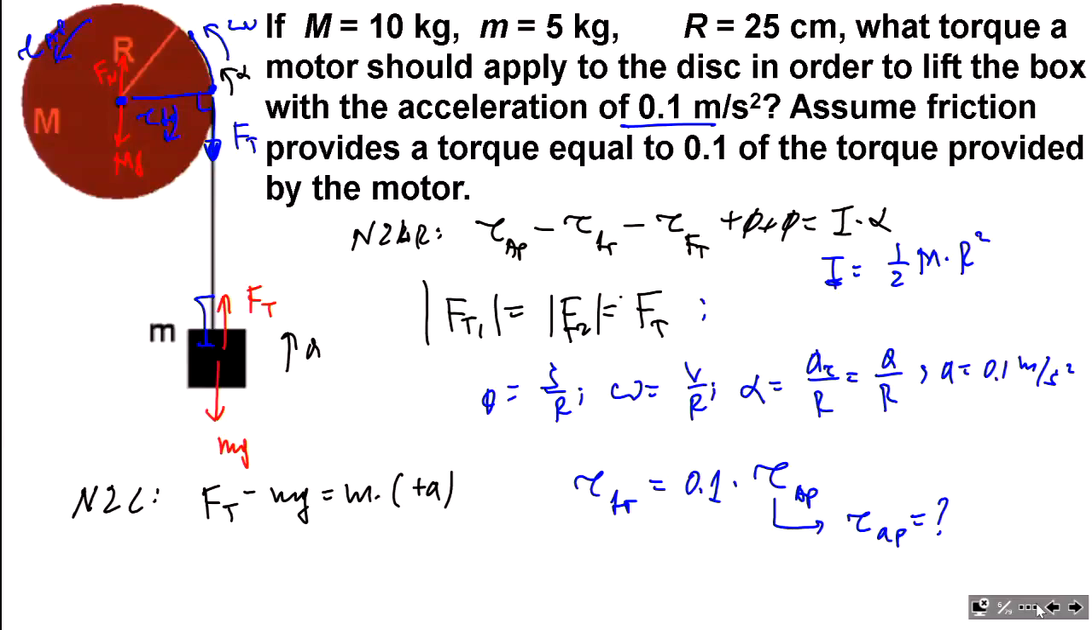So now the strategy is absolutely clear. We know acceleration. We can calculate angular acceleration. We can calculate moment of inertia, so we can calculate this product. And if we know acceleration, the mass, we can calculate force of tension. If we know tension, we can calculate this torque, and then we plug everything in and calculate the torque we are looking for.